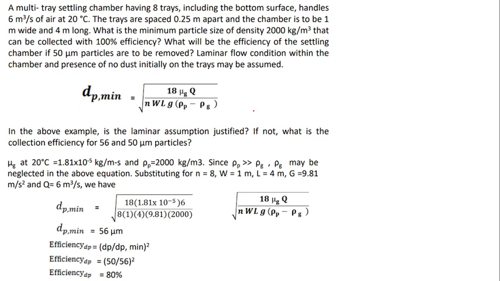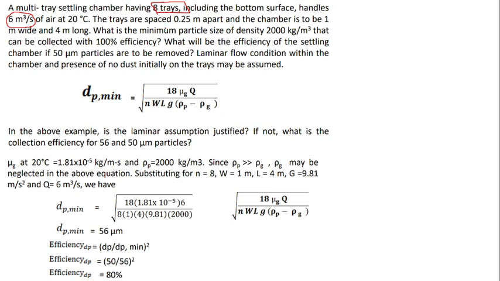And the next question is a multi-tray settling chamber having 8 trays. So note down, 8 trays are there, including the bottom surface. It handles 6 meter cube per second of air at 20 degrees Celsius. So the first data given is the flow rate: 6 meter cube per second is the flow rate of the air.